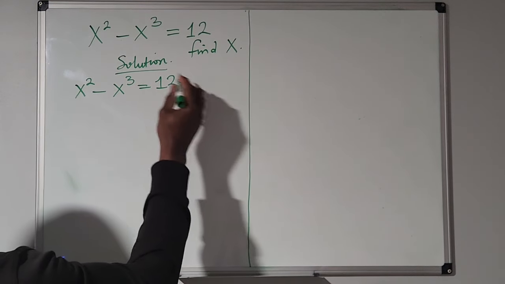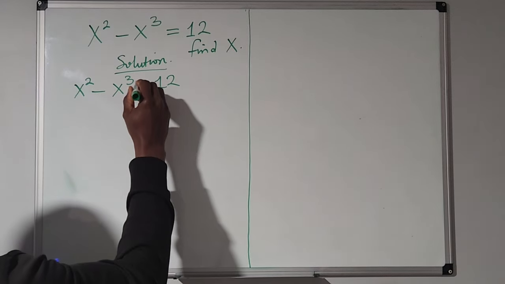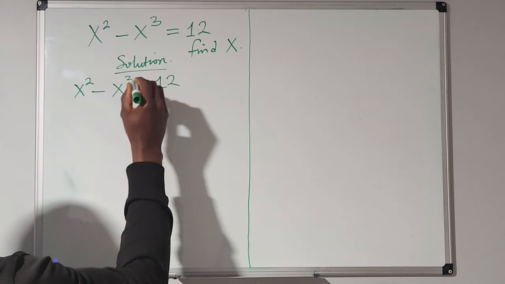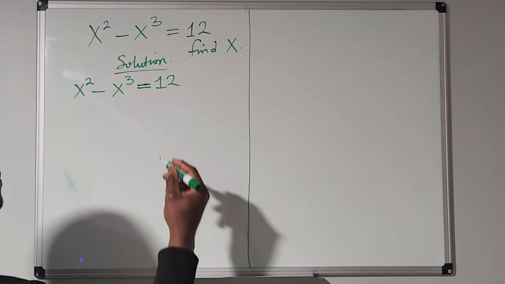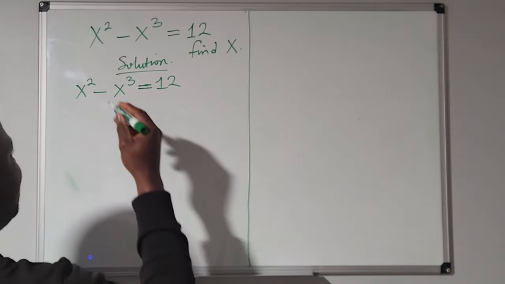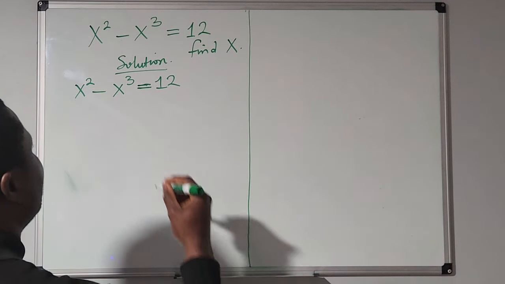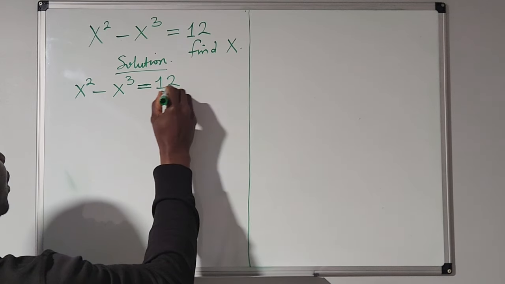Now we're going to try to rewrite this equation in such a way that we have a difference of two squares and so on. That way we can find the value of x. Now, we can rewrite 12.